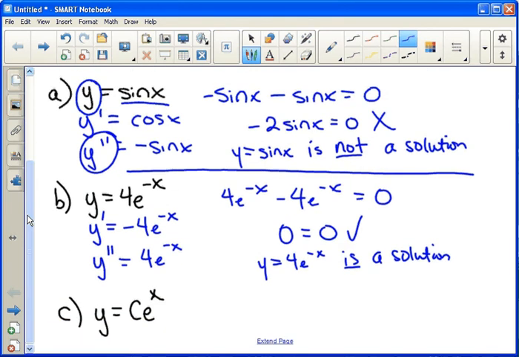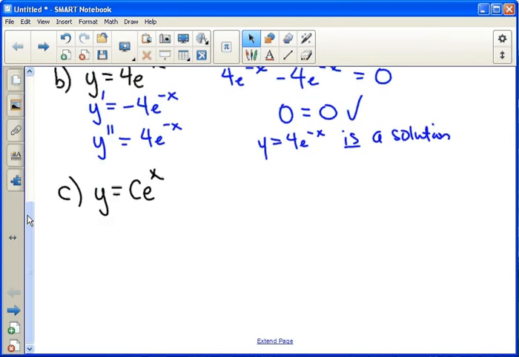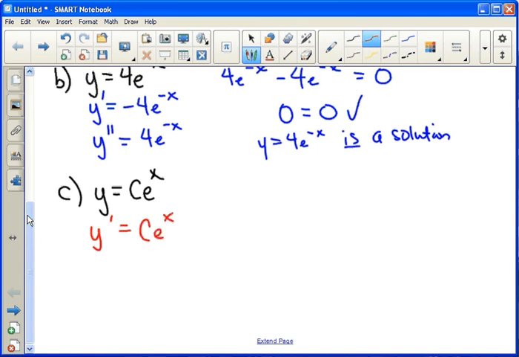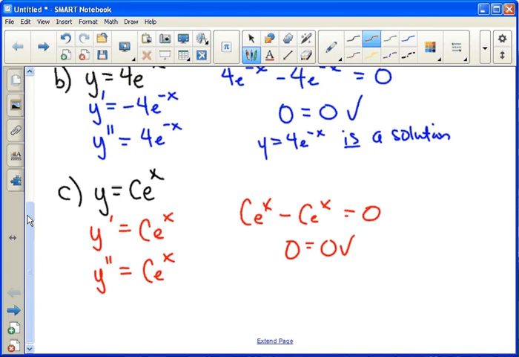Okay, final example, y equals ce to the x. Again, we need to find the second derivative. Well, for this one, the first derivative is just itself, just times the 1, because that's the derivative of the exponent. And then the second derivative is also ce to the x. So we do second derivative minus original equals 0, and this one also works. So anything of the form ce to the x, there can be any constant there, and this one would be a solution to this differential equation. So y equals ce to the x is a solution.